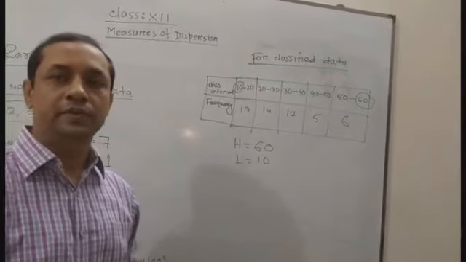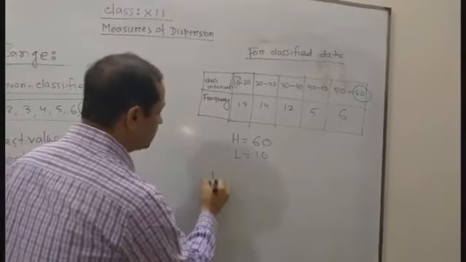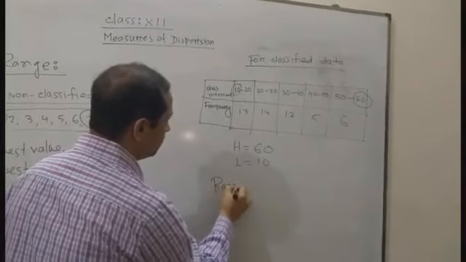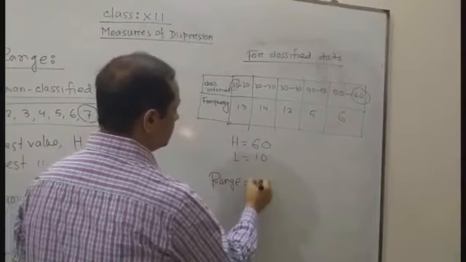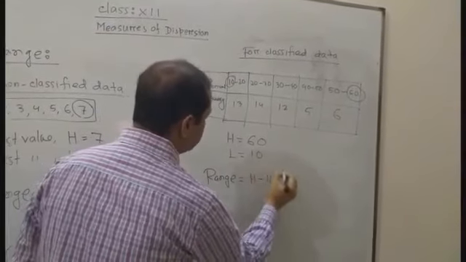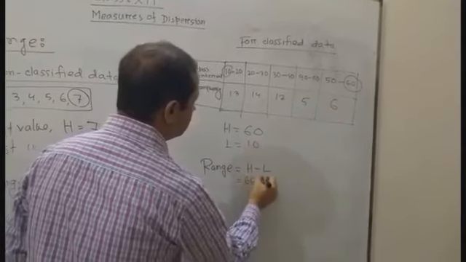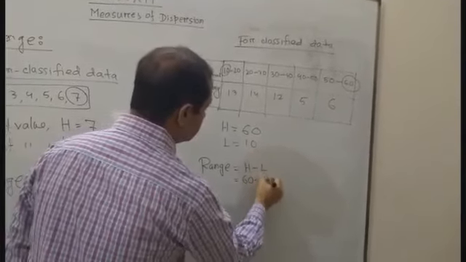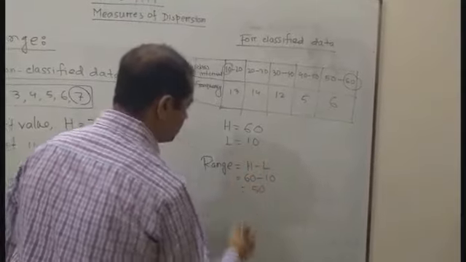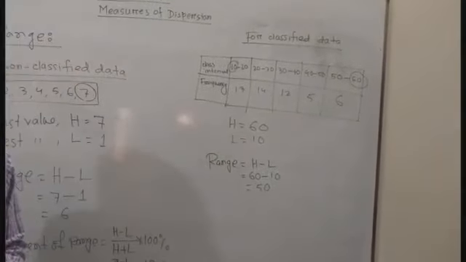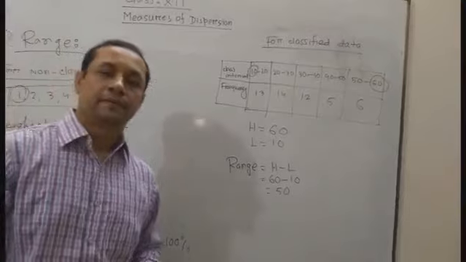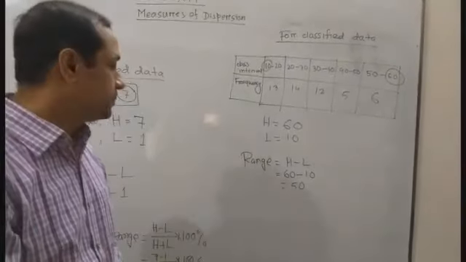By the definition of range, we know that range equals H minus L. Now putting the value of H as 60 and L as 10, it equals 50. So range equals 50. I hope that you are clear.